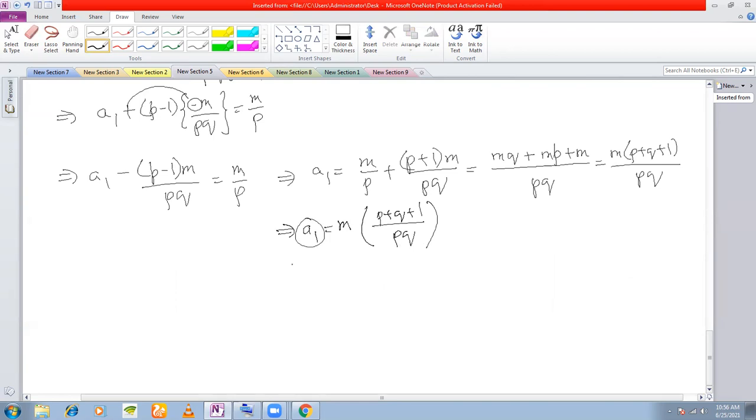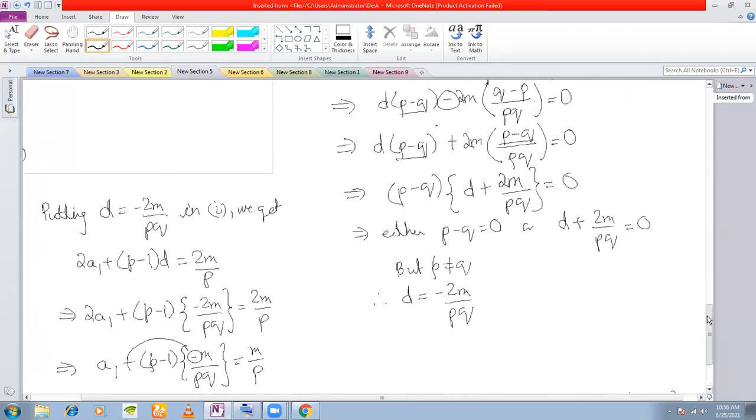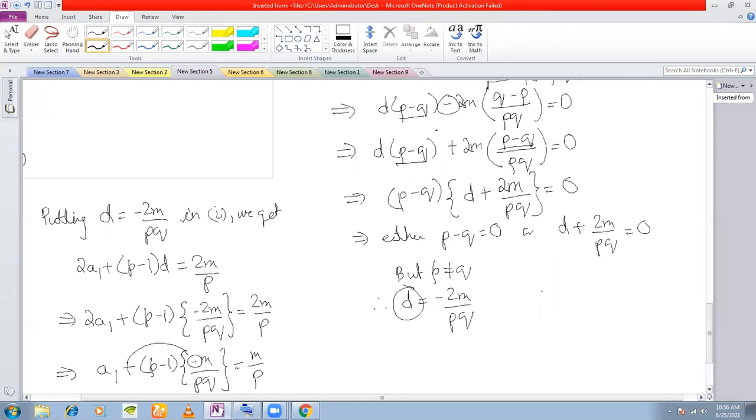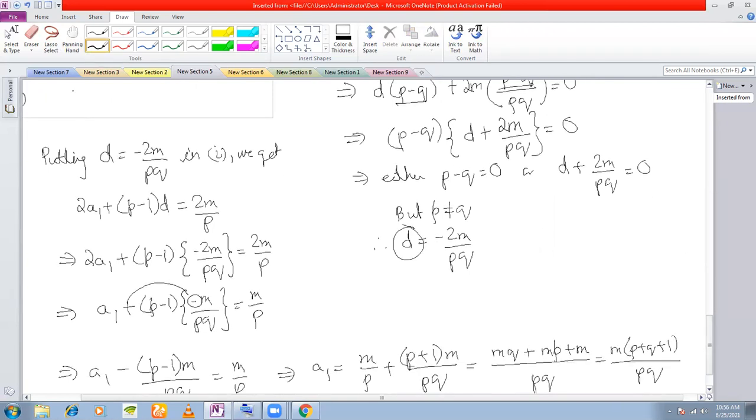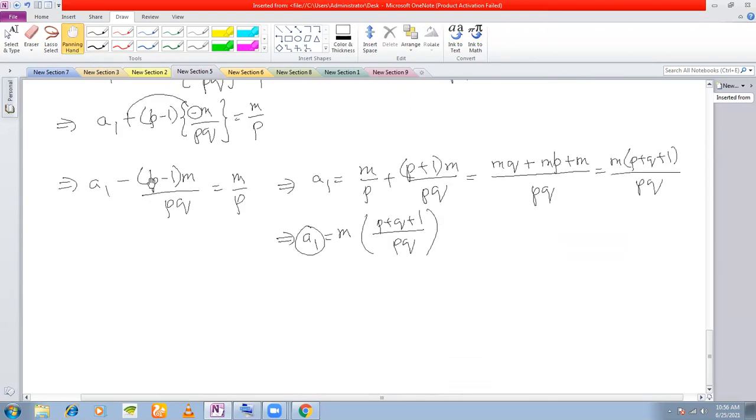So we have solved the equation. We have got A1 and we have got the common difference. That means once we have got the A1 and common difference, we can generate the AP, right? But here we don't need to generate the AP. We need to find the sum of first P plus Q terms. So therefore, SP plus Q is equal to, what is the formula here?